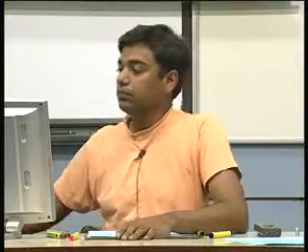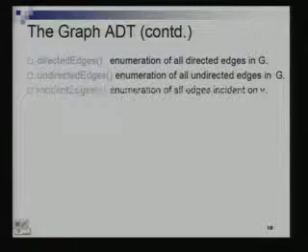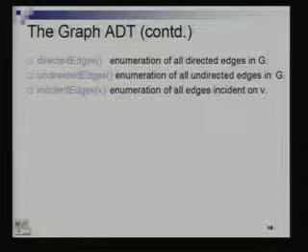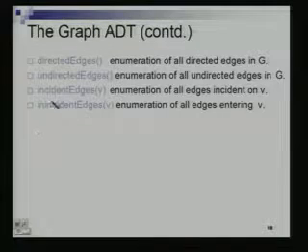So, when you are enumerating edges, I call next once, it will give me one edge. When I call next again, it will give me another edge. What order these edges come in, you typically do not know. It depends upon how you have implemented the iterator. Undirected edges could similarly enumerate all the undirected edges. Incident edges, if I specify a vertex, would enumerate all the edges incident at that vertex. This is for an undirected graph.